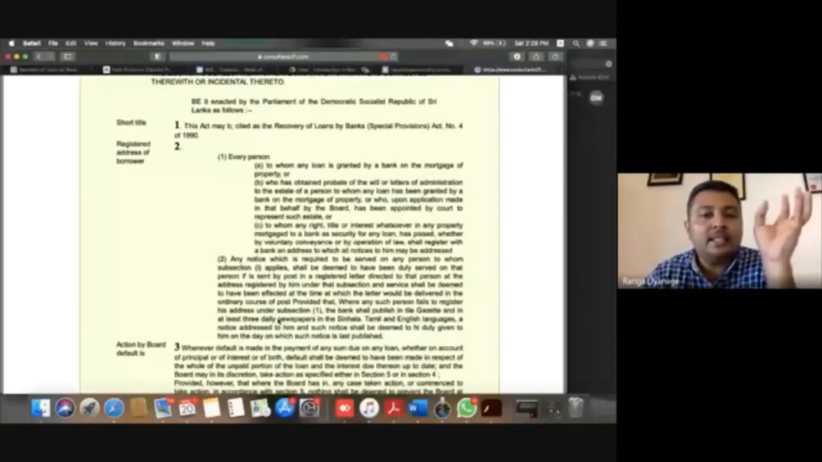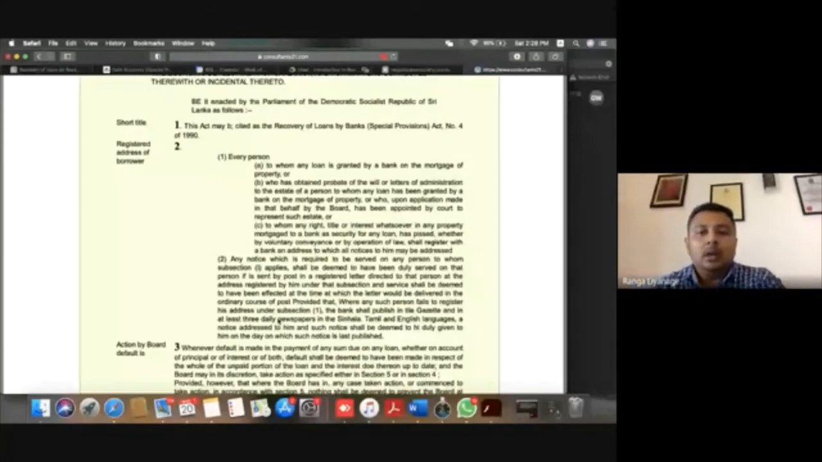any property mortgaged to a bank as security for any loan has passed, right, whether by voluntary conveyance or by operation of law shall register with the bank an address to which all notices to him may be addressed, right? So what does this speak of? This speaks of the borrower of the loan to whom any loan is granted. So the borrower, it speaks of the borrower, right? He shall register with the bank an address to which all notices to him may be addressed.